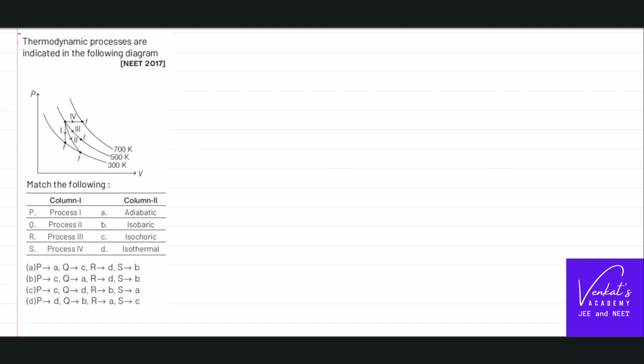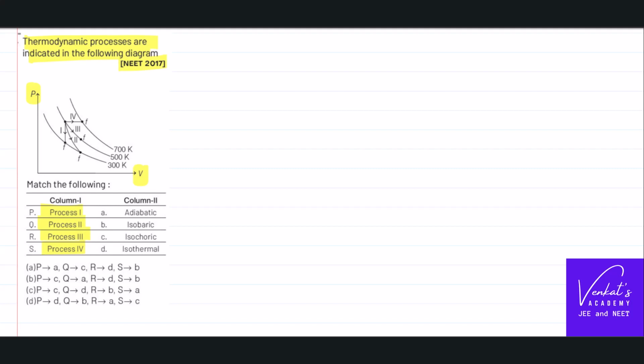This is a NEET 2017 question. The question says thermodynamic processes are indicated in the following diagram. In the diagram you can see volume is taken on x-axis, pressure is taken on y-axis. There are different processes 1, 2, 3, 4.